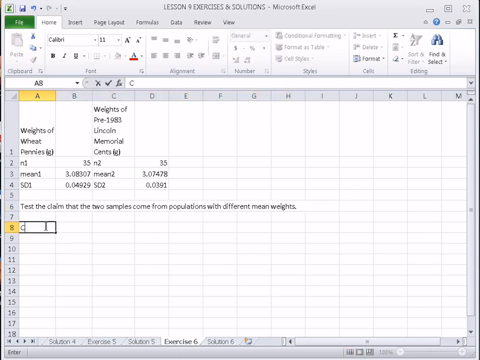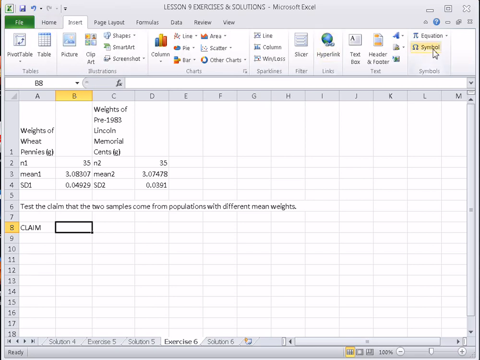So our claim is that, here we're looking at wheat pennies. Remember those old pennies with the little wheats on the back versus the Lincoln Memorial cents, which have the Lincoln Memorial on the back. They're both sample size of 35, so same sample size, so degrees of freedom will be 1 less, or 34. And the claim is that the population mean weights are different.